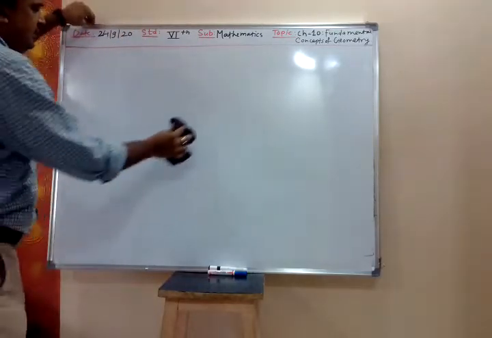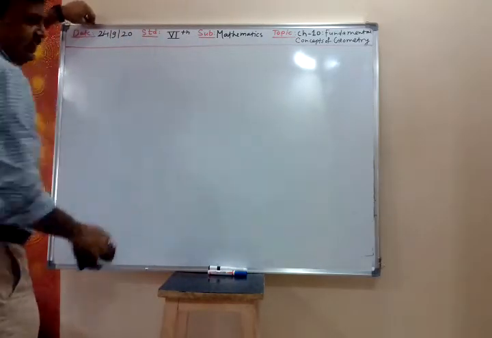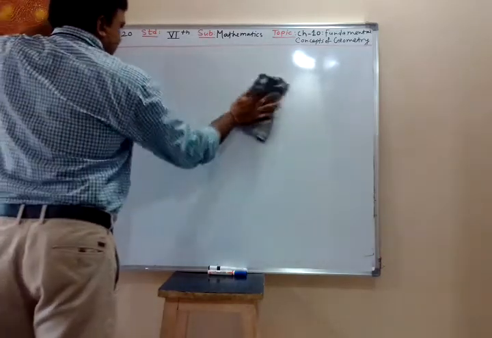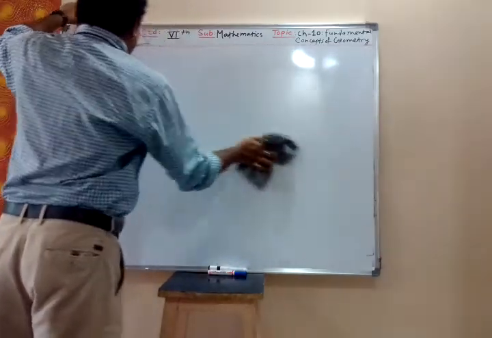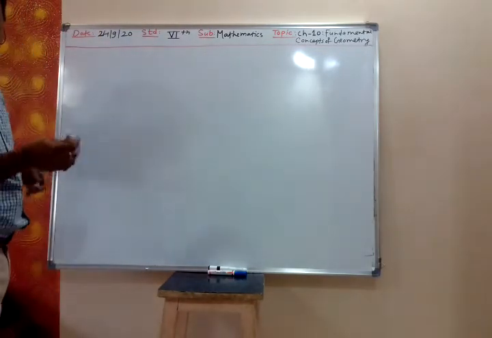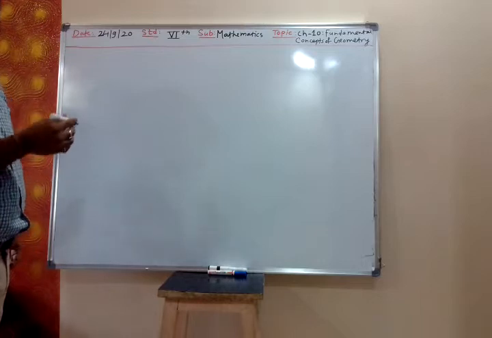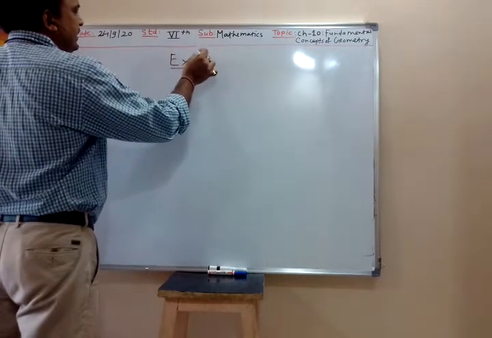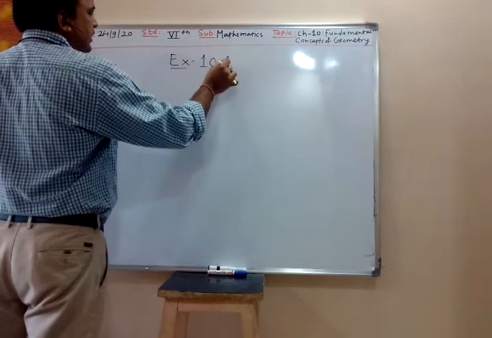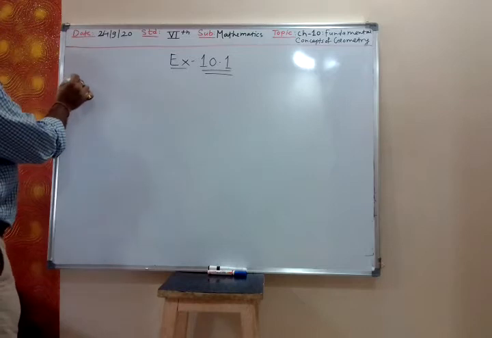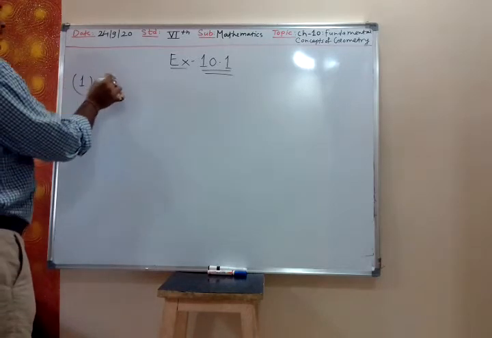Now let us start solving exercise 10.1. Compare the following pairs of line segments. Let us start exercise 10.1. This you have to write. 10.1. The first question is: compare the following line segments.